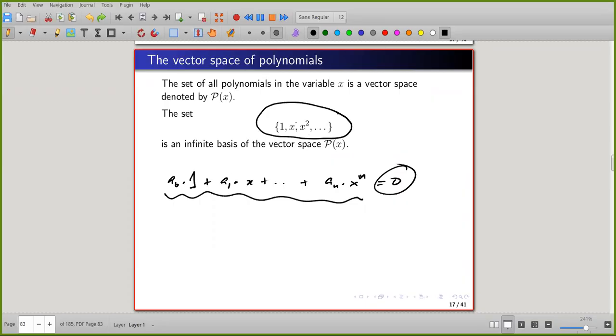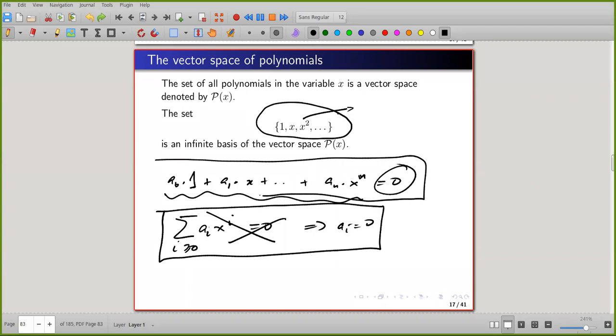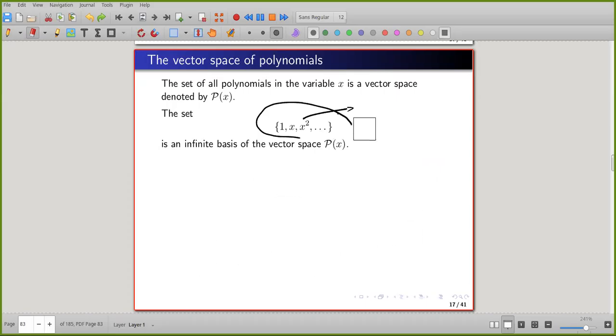Although this set is infinite, I did not check a condition of the type sum of ai x^i equal to 0 implies ai equal to 0 for all i greater than or equal to 0. To check that these are linearly independent, I checked that for any finite sum. This is what I was trying to explain earlier. These are linearly independent, and obviously every polynomial can be written as a linear combination of these, by definition. So this is a basis for the vector space P(x), and the cardinality of this basis is infinite.